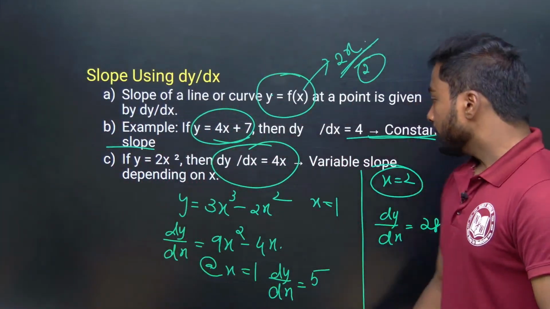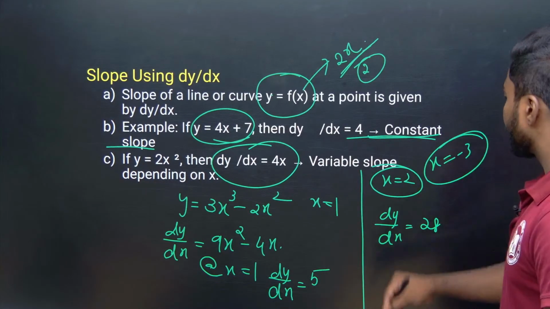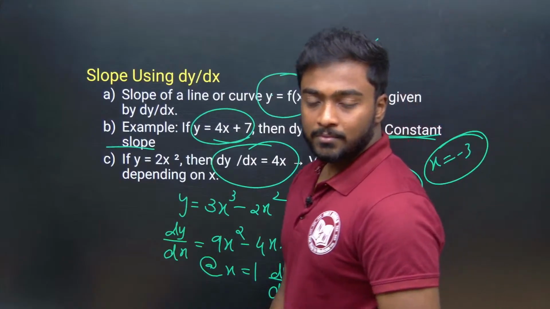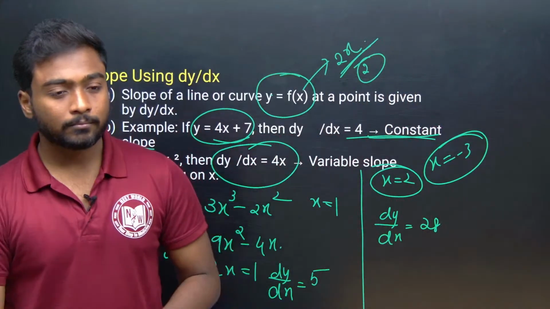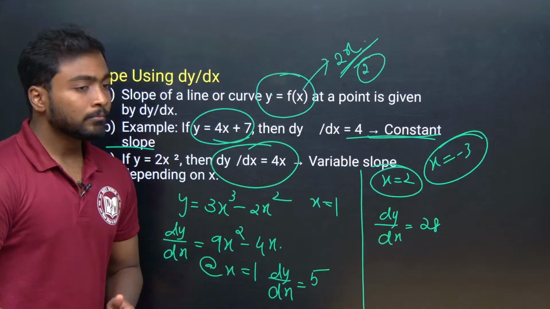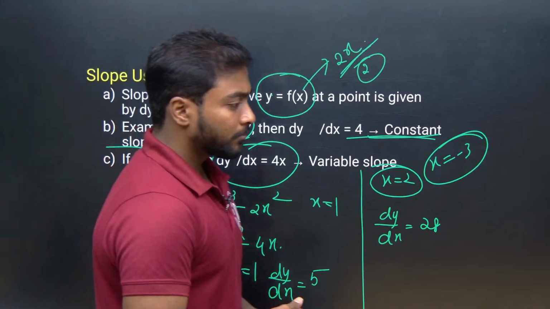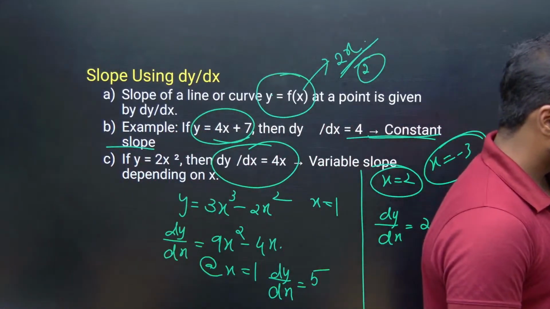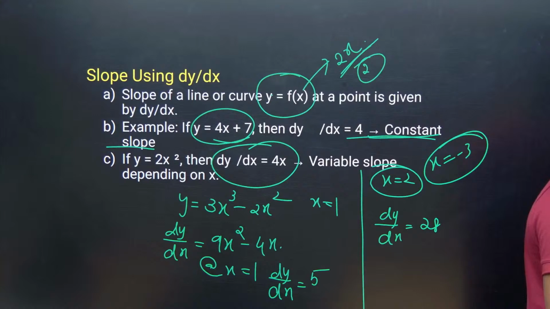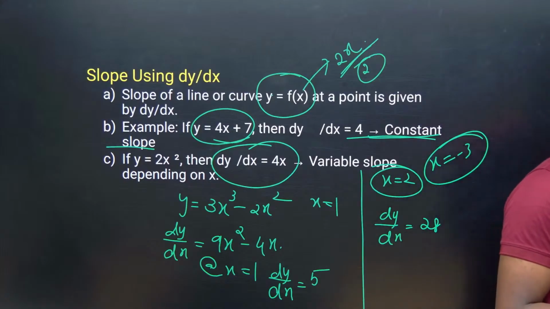Understood? If I take x equals minus 3, what is the slope? x equals minus 3. Yeah, give the answer. Hi Rudraksh. Yeah, give the answer for the slope at x equals minus 3.